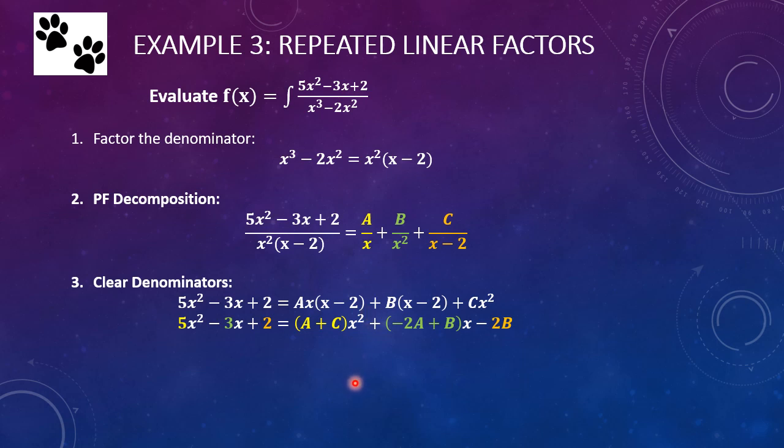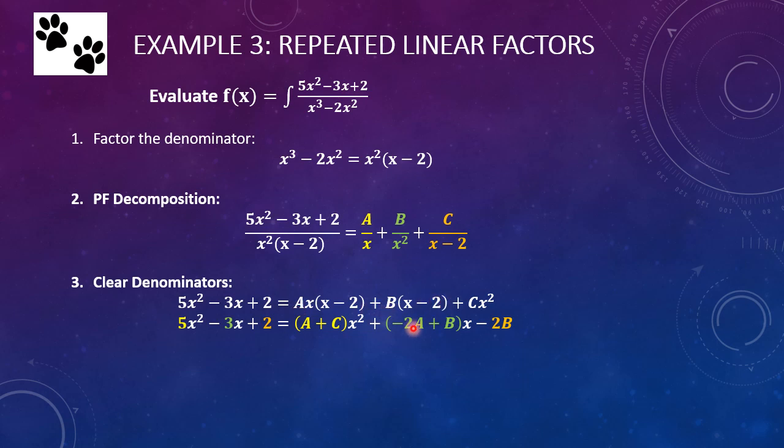Okay, so when we clear the denominator, what we're doing is multiplying by the common denominator on both sides. So when you multiply a by the common denominator, x squared times x minus 2, notice again that one of the factors of x in x squared is going to cancel out, leaving you with just x times x minus 2. All right. So we can see here that in this first one, if we make x equal 0, then the c term is going to disappear, as well as the a term. And so you're just going to be left with b.